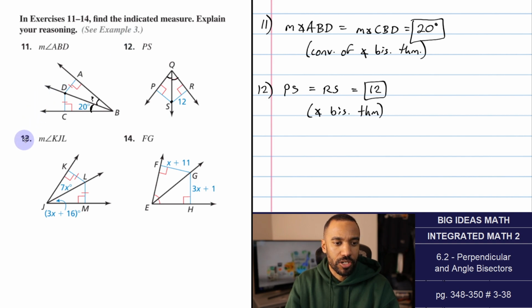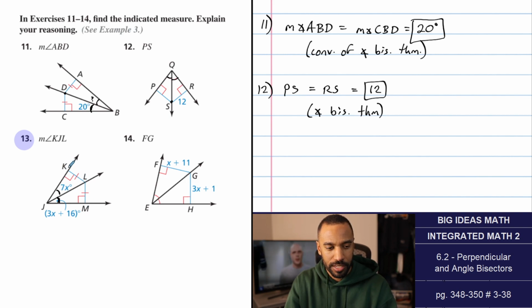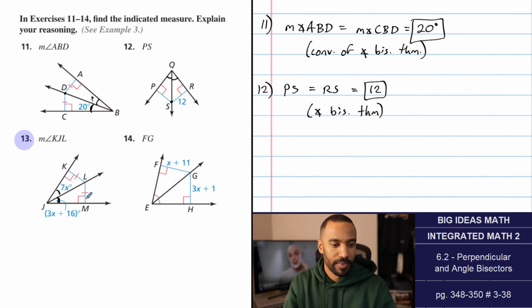Number 13, measure of angle KJL. And you see the 7x degrees. Once again, we're referring to this angle, and then they point to this one being the 3x plus 16 degrees. Now, are those two congruent? Well, yeah, you betcha. You have, once again, L being equidistant to points M and K, points on the sides, perpendicularly, points on the sides of the angle KJM. Therefore, by the converse of the angle bisector theorem, JL is the angle bisector of the angle, which makes these two parts congruent, which makes these measures equal.